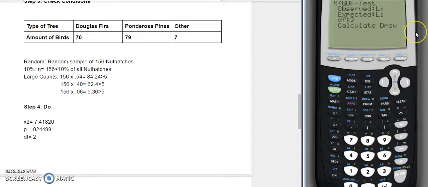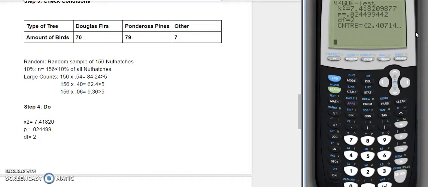Our observed counts are in List 1. Our expected counts are in List 2. The degrees of freedom is 2. We find the degrees of freedom by taking the amount of categories and subtracting 1. For this problem, we have 3 categories: Douglas firs, ponderosa pines, and all other types of trees. From there, click Calculate.